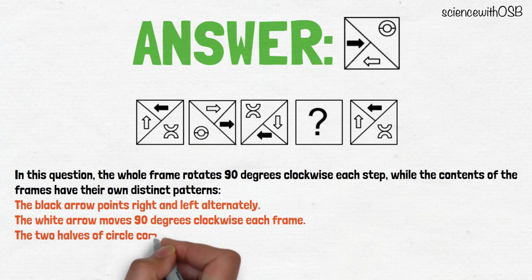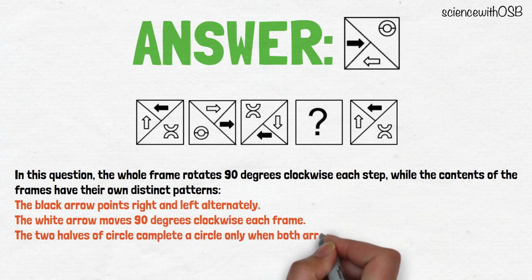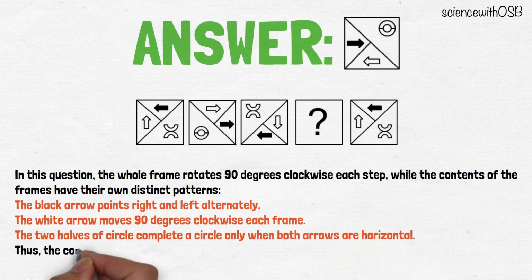The two halves of circle complete a circle only when both arrows are horizontal. Thus, the correct answer is 5.